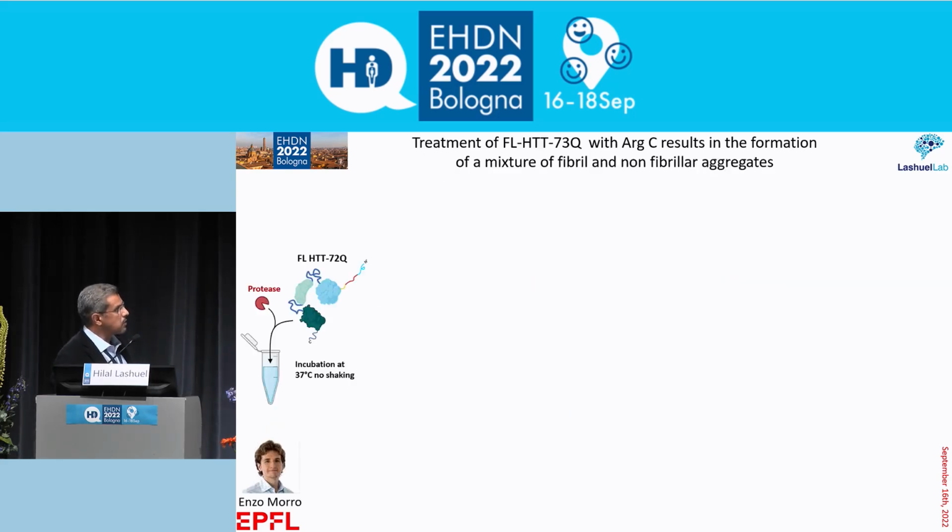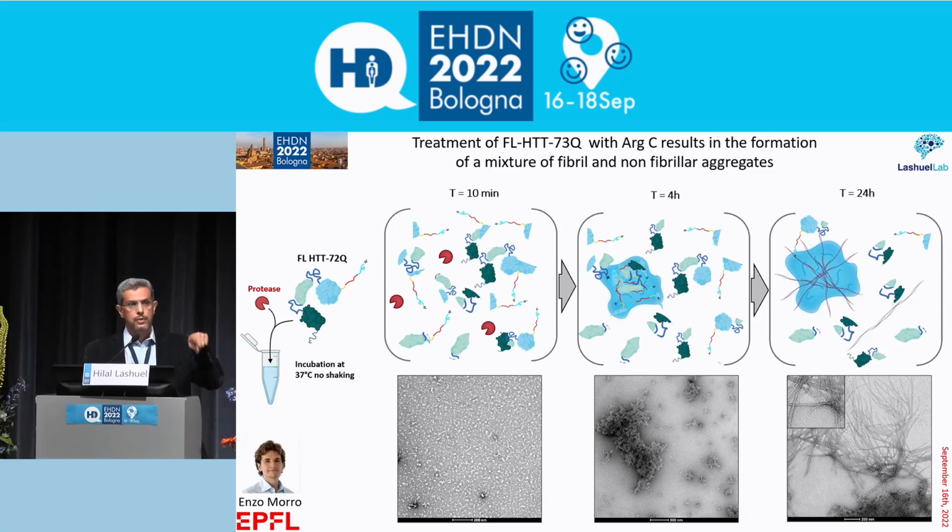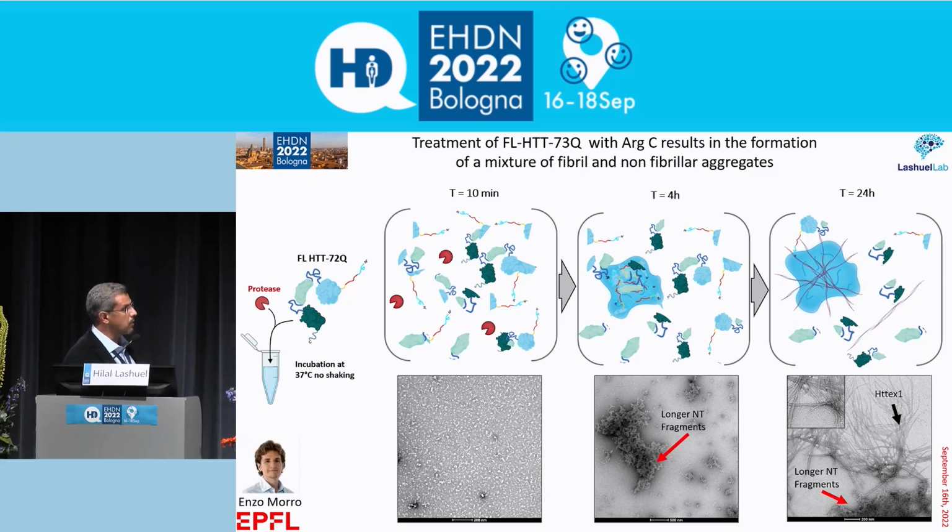And when Enzo does this experiment, what you basically see is that at early time points, Huntingtin is mainly a globular protein. At 4 hours, we see the formation of these non-fibrillar aggregates, which we now know are aggregates formed by the longer fragments of Huntingtin. But at the time that coincides with the formation of exon 1, we see the formation of filamentous aggregates. So we can show that through proteolytic processing, release of N-terminal fragments, we can actually get the release of exon 1 and fibrillization, suggesting that this is a possible pathway that could occur in vivo.